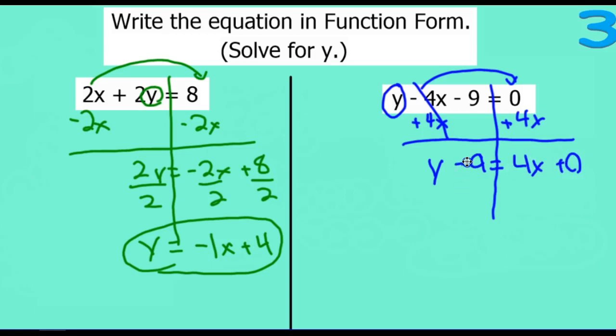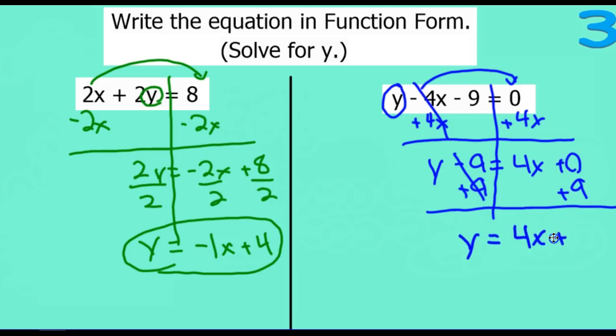Now we have to move the negative 9 over. So I'm going to add 9. Now because the 0 and the 9 both don't have variables on them, I can combine those. So we get y equals 4x. 0 plus 9 gives me 9. So y equals 4x plus 9.